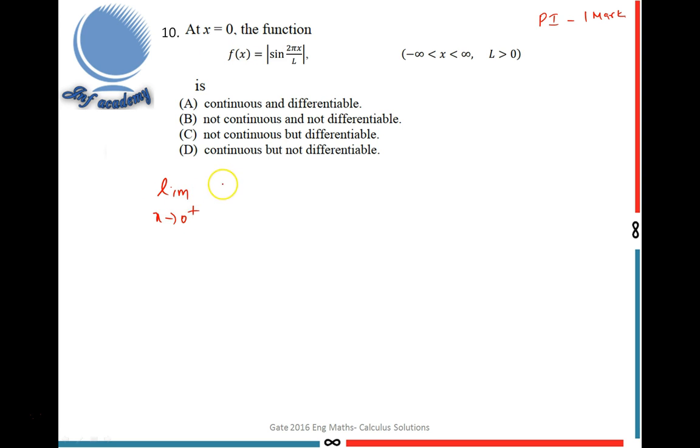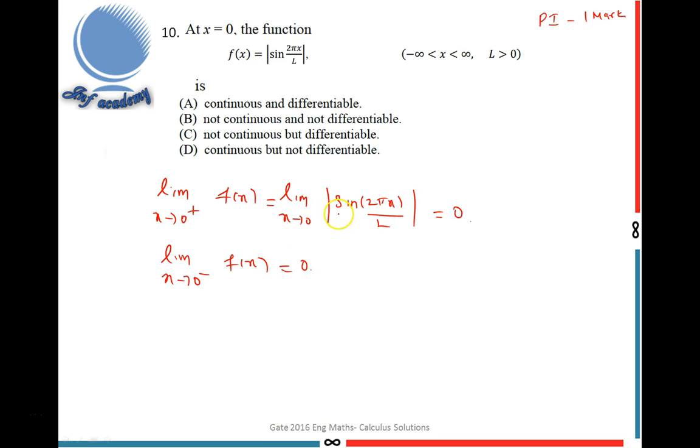So as x tends to 0 plus, f of x equals limit x tends to 0 modulus sine 2 pi x by L. This is equal to 0. Similarly, I can get the 0 minus limit of f of x equal to 0. F of 0 is also 0. So the three values, left hand limit, right hand limit and f of 0, are equal to 0. So f is continuous.